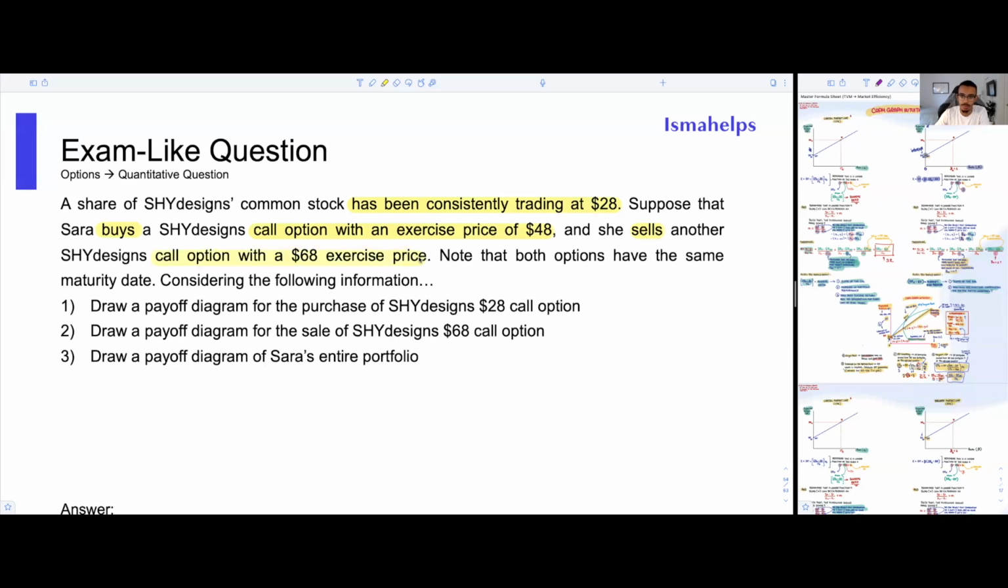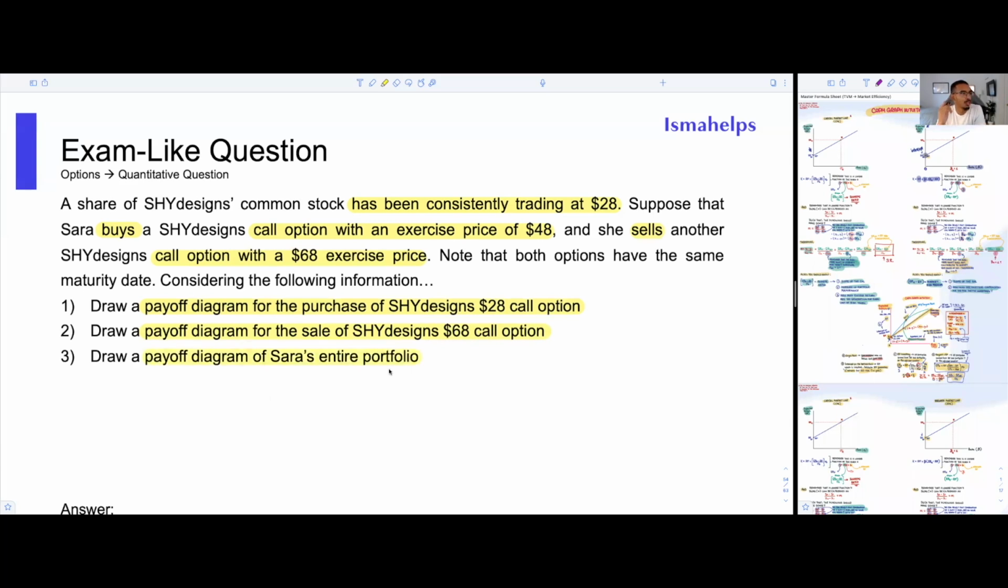This is awesome. Now note that both options have the same maturity date, and we want you to consider the following information in order to draw a payoff diagram for the purchase of Shy Designs $28 call option, and a payoff diagram for the sale of the $68 call option. And a payoff diagram/table for the entire portfolio.